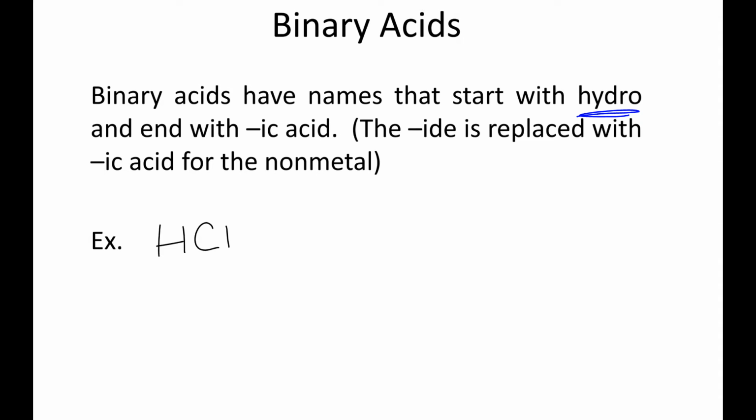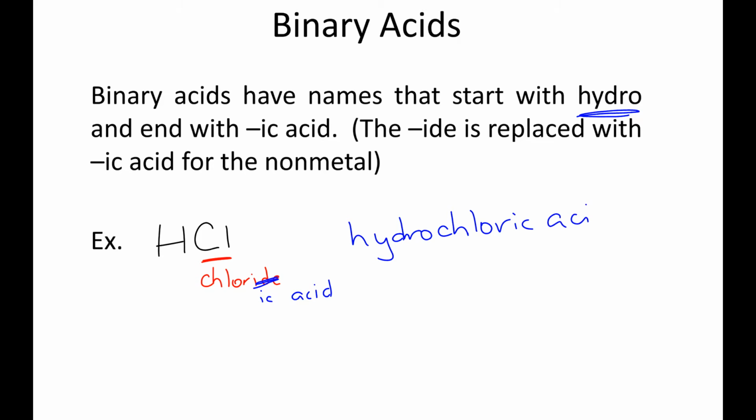HCl, if you notice, it's hydrogen plus this. Now when you're naming it, you would normally name it by normal ionic rules, hydrogen chloride. Well, because it starts with hydrogen, it's an acid. So we're going to take out this ide and put ic acid, making this hydrochloric acid. So this is hydrochloric acid, HCl. Pretty easy, right? Well, let's try some more.